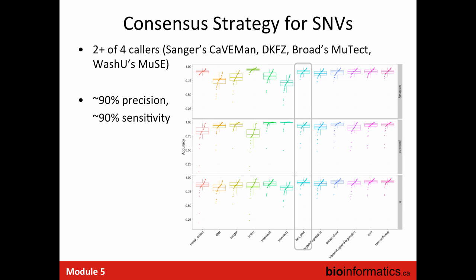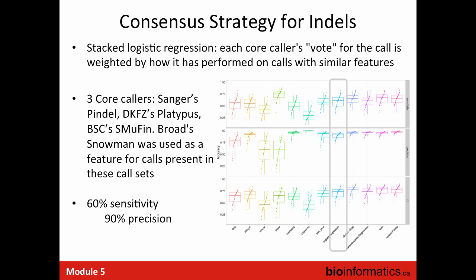So now, finishing the story, using the consensus strategy, we managed to get very high precision and sensitivity for our SNV calls. And for indels, as you know, indels are always hard to call. If you overlap any two independent indel callers, the overlap is only 50%. So in this case, we did manage to get 90% precision, but of course sensitivity was slightly lower, at 60%. So any questions about the project at this point?